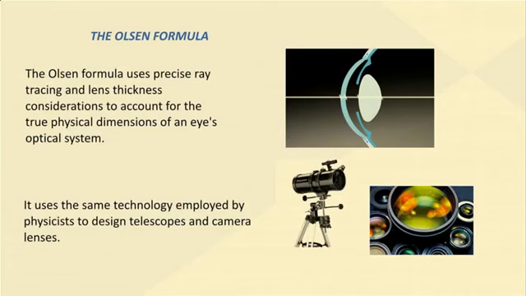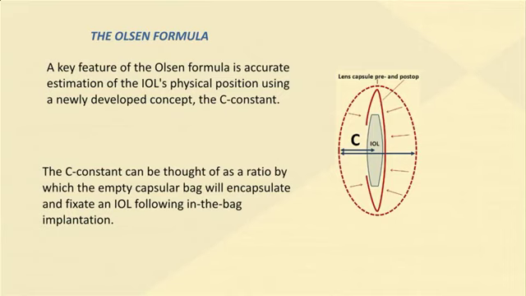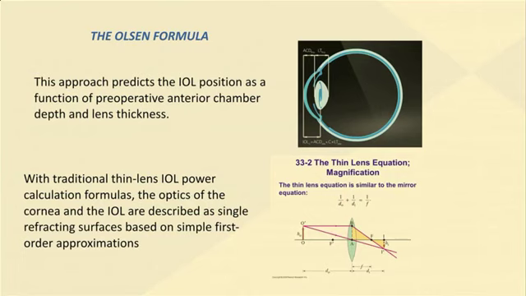What Thomas Olsen did was use Zemax, looking at astronomic telescopes and how images are gathered with those systems and camera lenses, to incorporate this into a proper lens formula. And the C constant is essentially where the lens is going to sit in a collapsed capsular bag, using thick lens optics, so to speak.